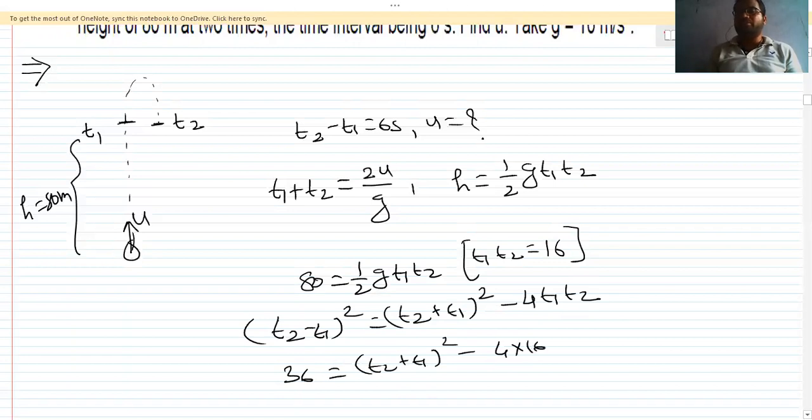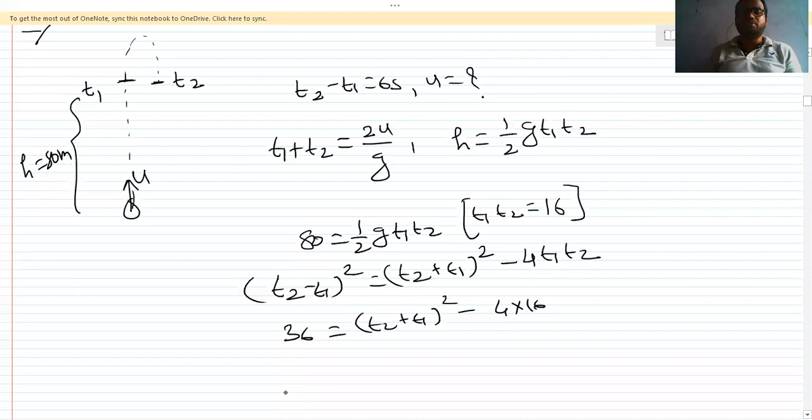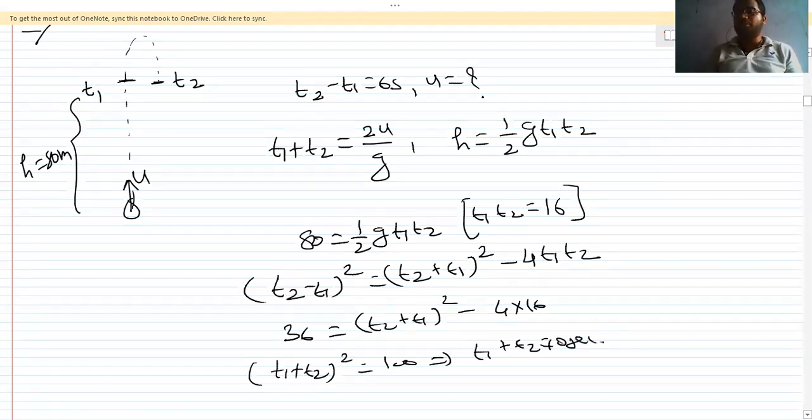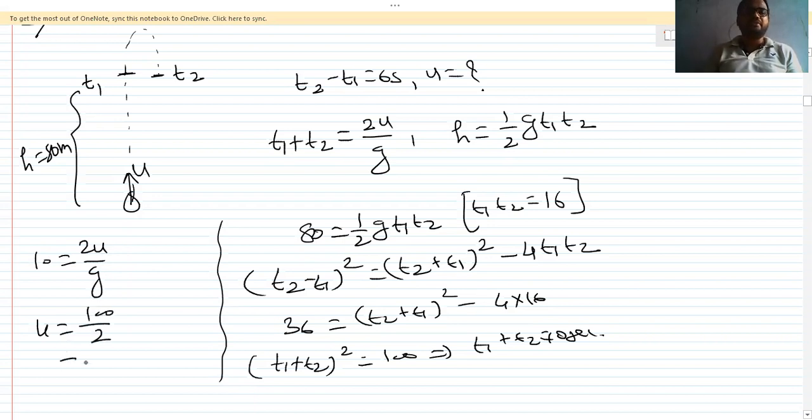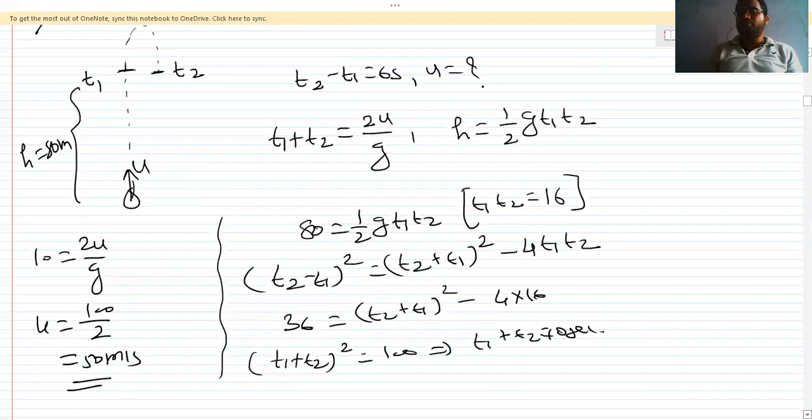And if you calculate the value of (t1 + t2) whole squared, it will become 100, and t1 + t2 you will get as 10 seconds. If you put this 10 seconds in the above formula, you will get t1 + t2 = 2u divided by g. If you calculate, you will get 100 divided by 2, and that is 50 meter per second. So this is the answer which we have. So I hope this is clear. So this is the fourth question which we have.